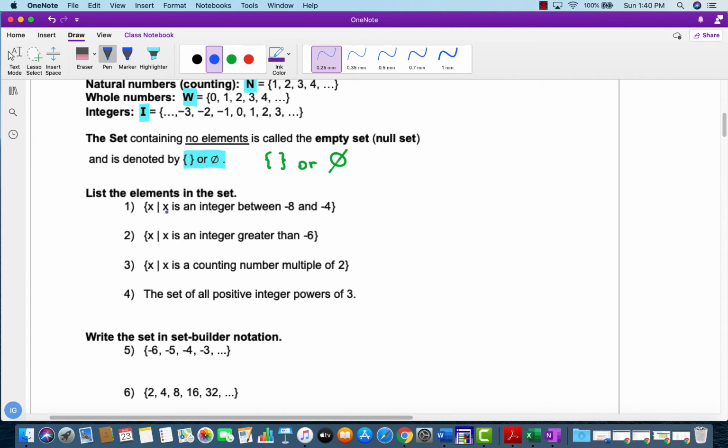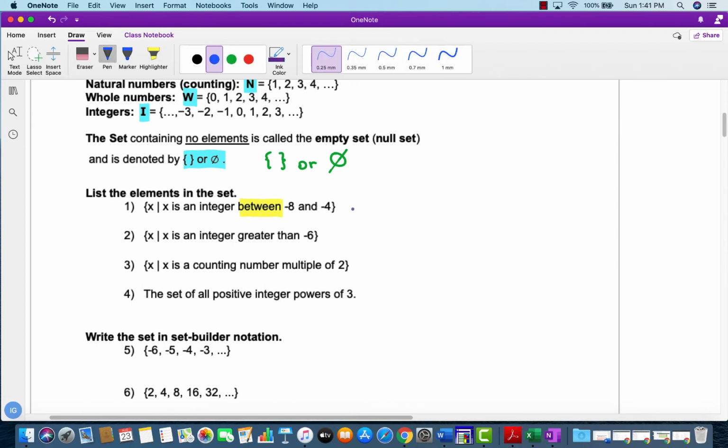It says x such that, remember that line is such that, x is an integer between -8 and -4. Now be careful here. We have a hint here that you have to be careful. Between means it does not include the end numbers. So it does not include -8 and it does not include -4.